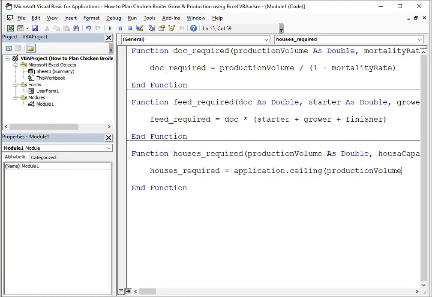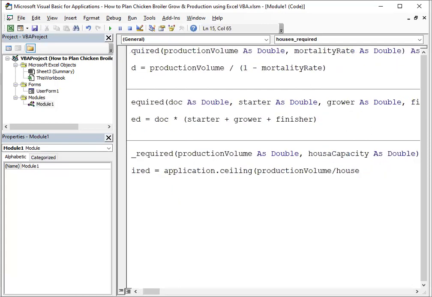Be careful with your spelling, otherwise there's going to be an error later on. And house capacity: divide by house capacity. So if our house capacity is, for example, 25,000 birds that are going to fit in one house, we're going to divide the production volume, let's say 1 million, by 25,000. That would be the number of houses that we're going to need for growing the birds.